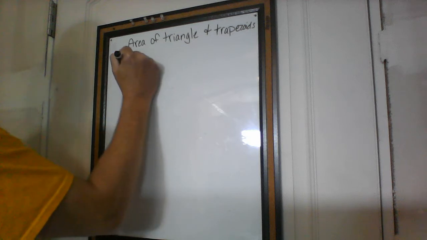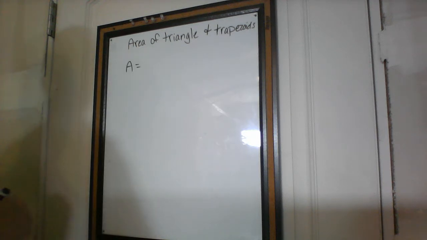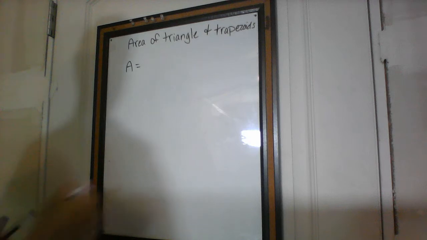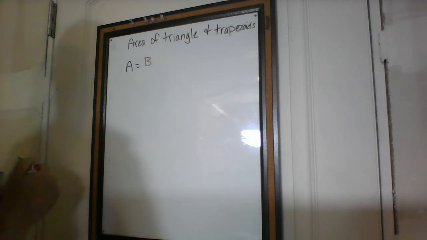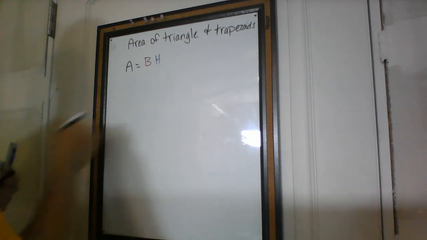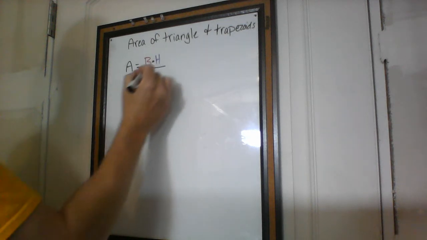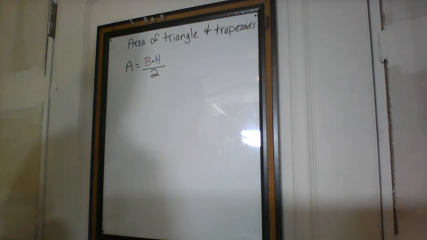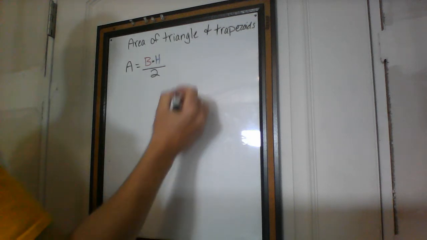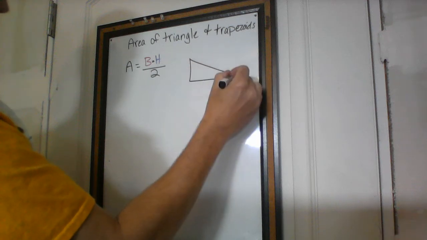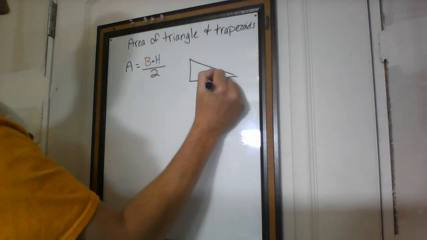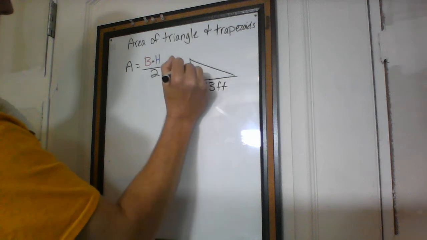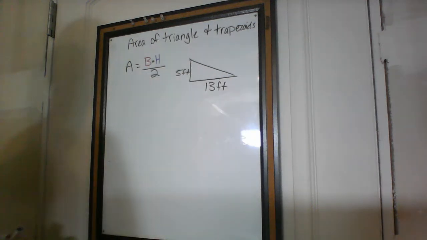We should remember that we're going to have our area, and then we are going to take our base. We are going to multiply that by our height, and we're going to divide that base and height by 2. And again, I'll show you how this formula actually works as we're doing it. Start with our simple part here. Let's have 13 feet and 5 feet.